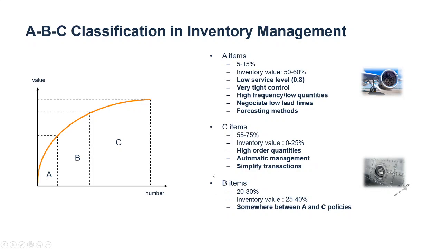And obviously, for B items, what we want to do is something which lies in between these two situations. We might want to have some kind of forecast, but not so accurate, and not put that much money into them, and having some kind of control, but not as tight as the one we have for A items.